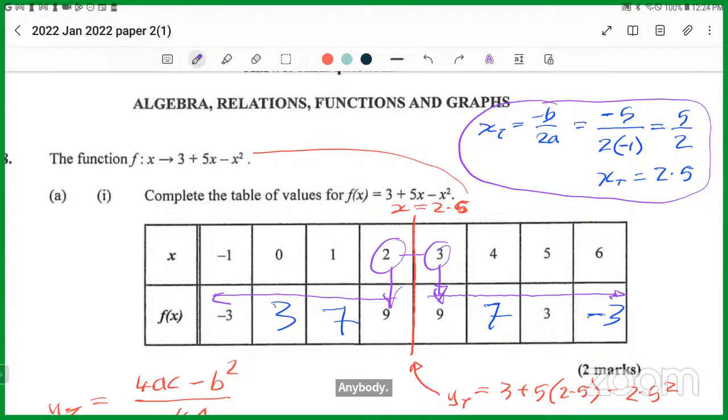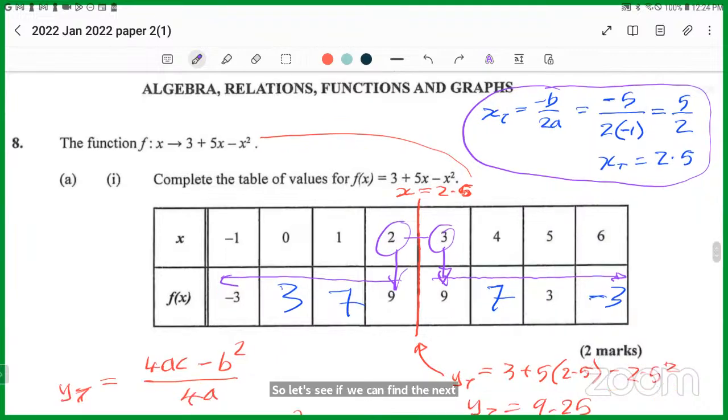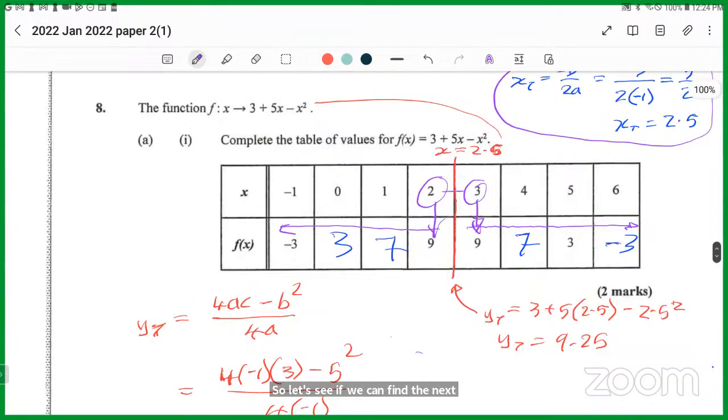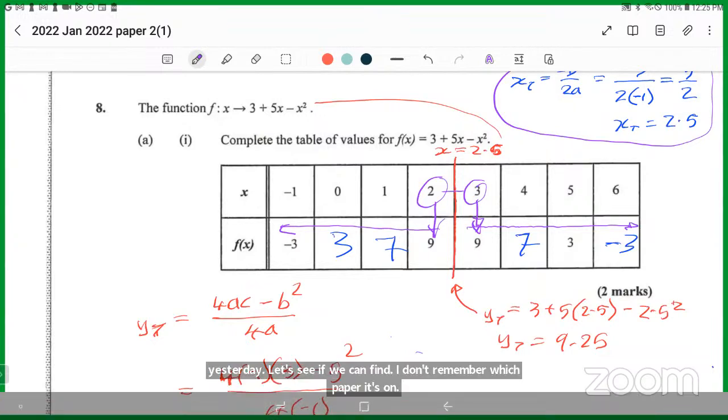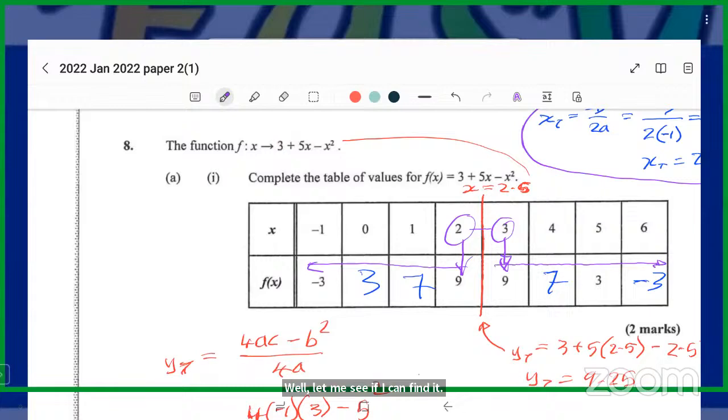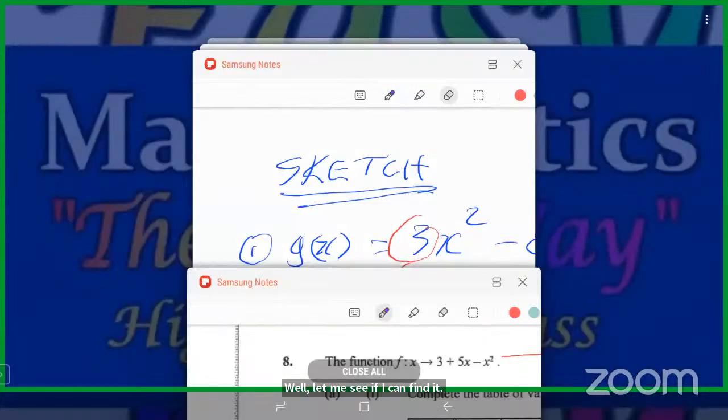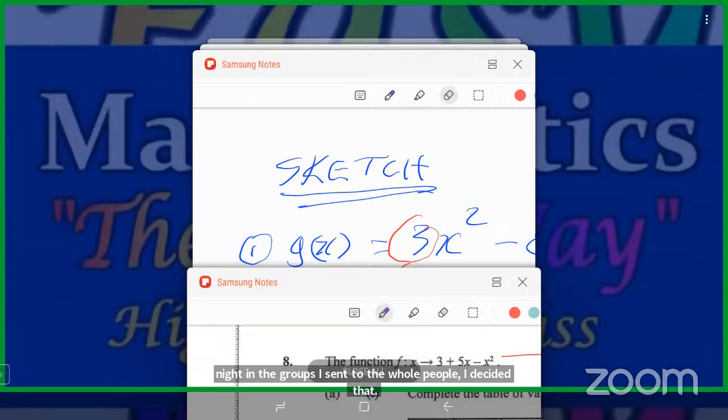All right then. So let's see if we can find the next one, the one that I gave you yesterday. I don't remember which paper it's on, but let me see if I can find it. Oh, I sent you the paper last night in the group. So I sent you the whole paper. I decided that instead of just sending you the question, I'm going to send the entire paper, so that if you want, you can look at other questions on the paper and start to get a feel for the papers.